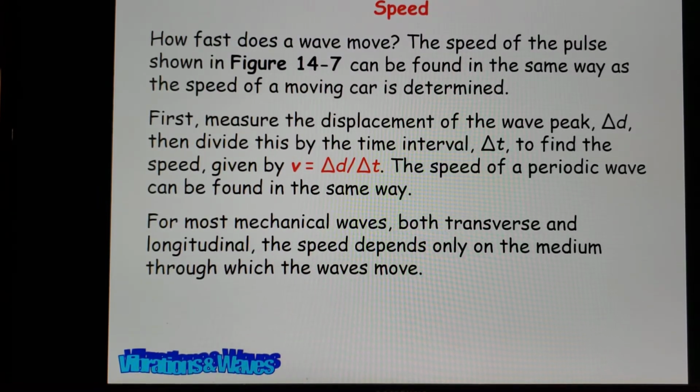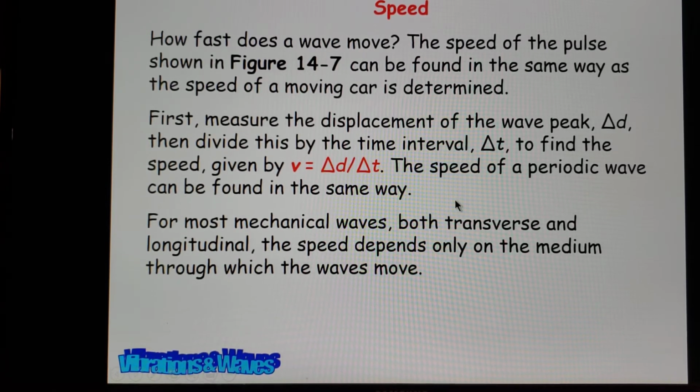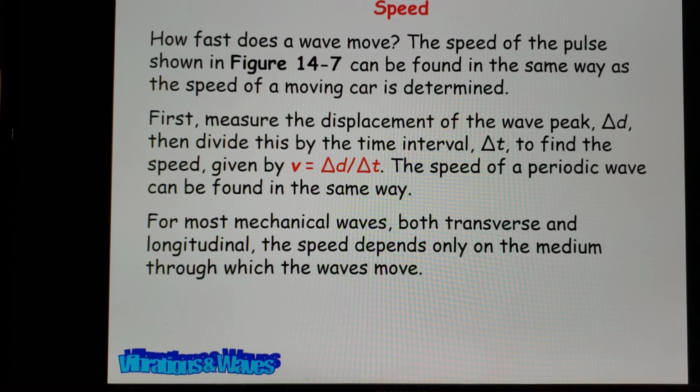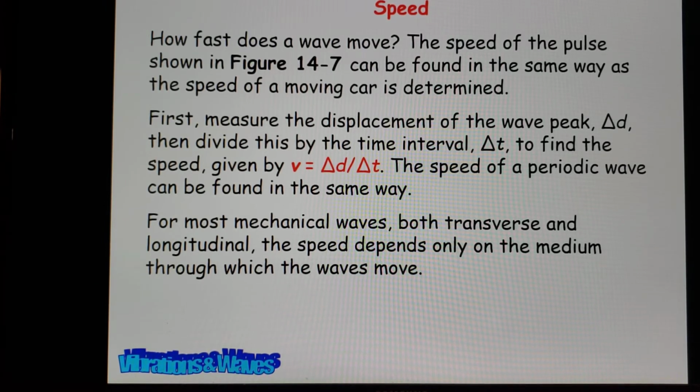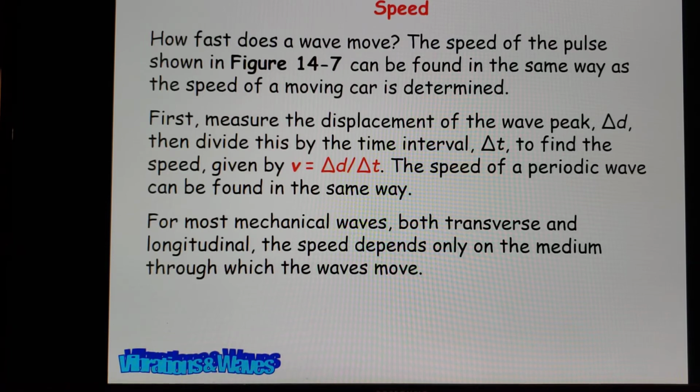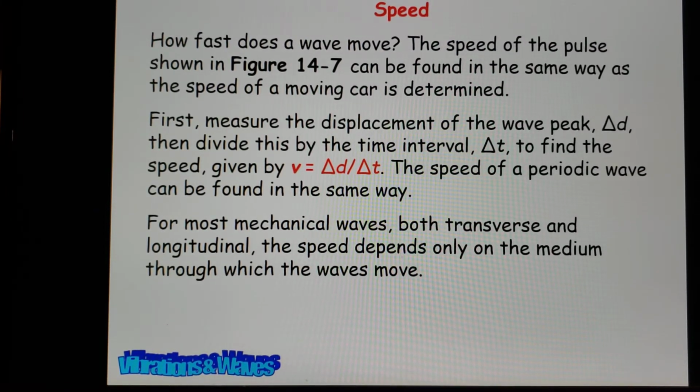Okay, speed of a wave. Well, speed is defined as distance divided by time, delta d over delta t. So we take the same thing for a wave. And the speed of the wave depends only on the medium through which the waves move. Basically, waves move faster in denser materials. In the air, sound travels about 330 meters per second, depending on temperature. In a piece of steel, sound travels over 1,000 meters per second. So if a train is coming down a train track and you are dumb enough to put your ear on the track, you can hear the train when it's much farther away, with the sound traveling through the track as opposed to sound traveling through the air. But don't try that at home.